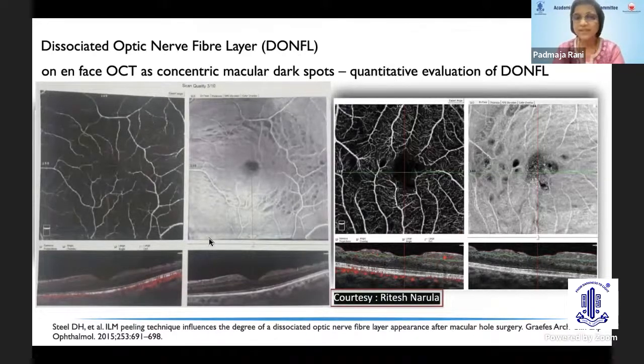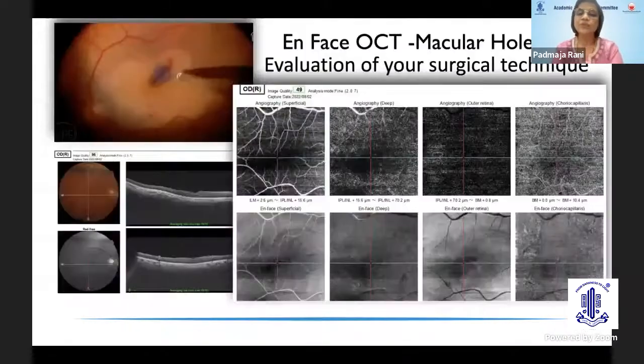What is its importance is that as a surgeon, when you are doing different techniques for macular hole, which could be flower petal or cabbage peel or onion peel, a variety of techniques, it will also help you to evaluate your own surgical technique. Recently I started doing this flower petal technique and I was trying to see on NFAS OCT, is it showing any DONFEL effect? Some of these initial ones will disappear, but it will help you to evaluate your surgical technique as well.